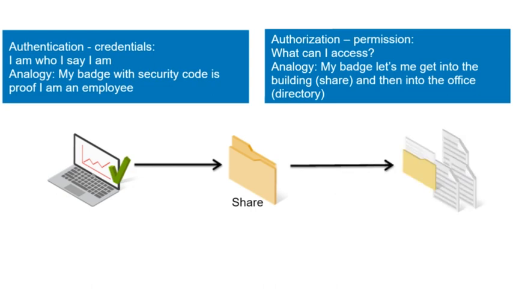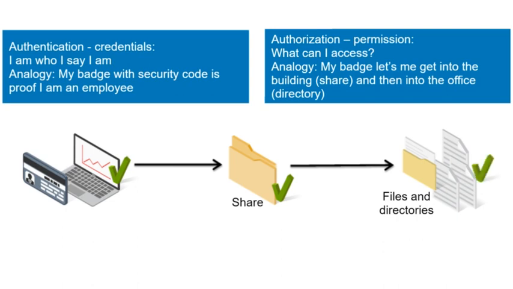As an analogy, an employee badge with a security access code is proof as to who the individual is. The badge grants access to the door to the corporate building, thus the user has permission to enter. Share-level permissions work similarly in that users are given access to the share, or building, before they can gain access to any of the shared directories, or offices in the building. A user that has access to a directory can then access the files within the directory.